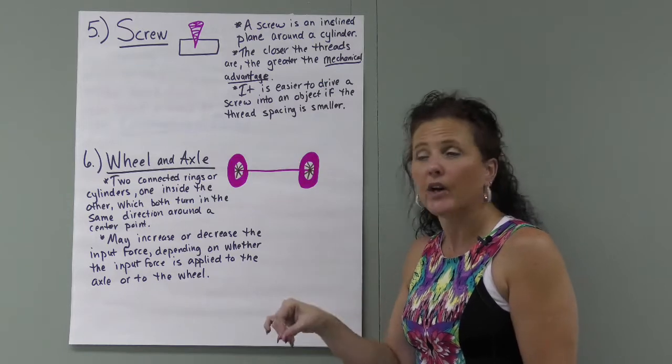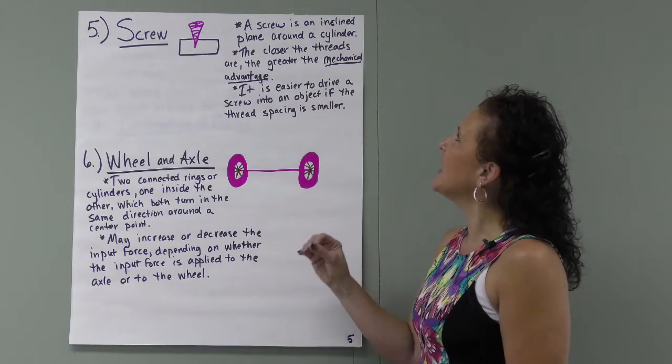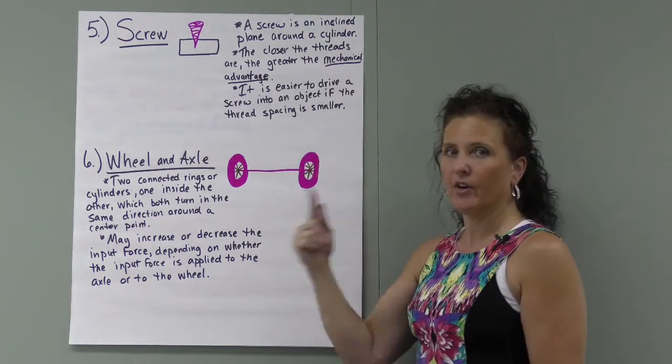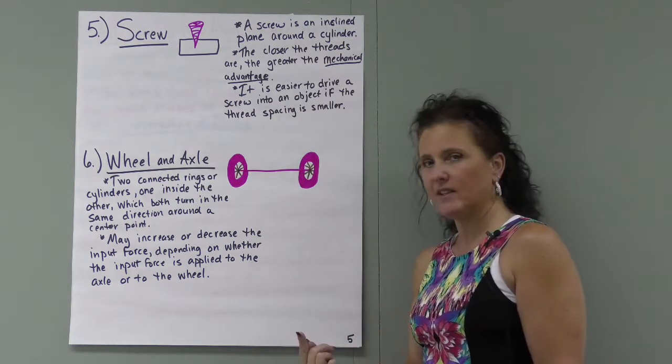The fifth type of simple machine is the screw, and we've all seen those, whether it's in your TV or in your furniture or wherever. A screw is an inclined plane, right, which would be this way, around a cylinder. So we're moving our inclined plane around a cylinder.